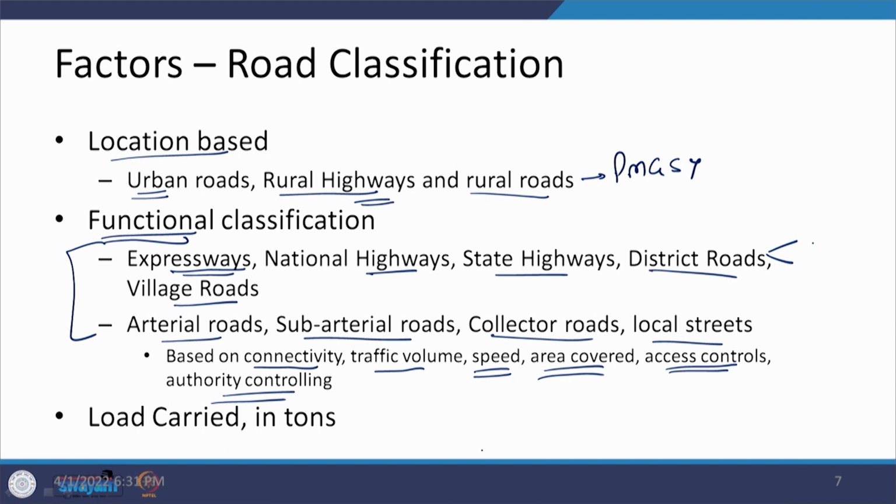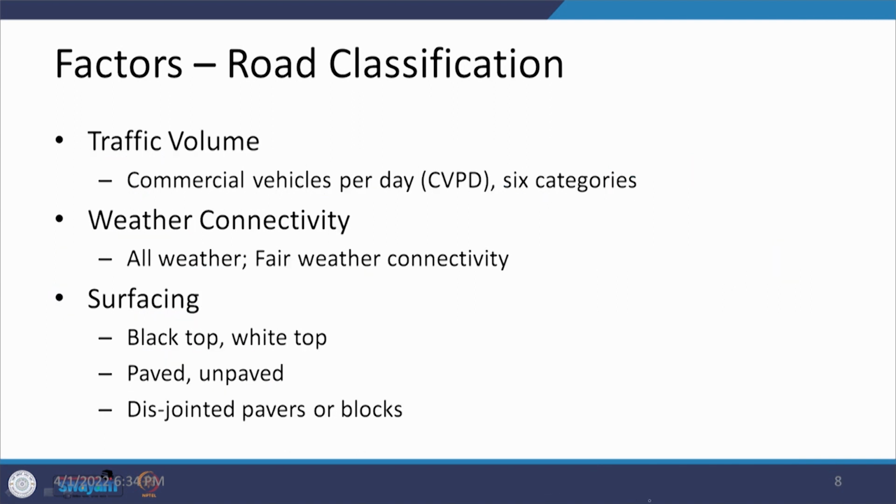On the basis of these factors, we are going to see how the two classifications which have been talked about above are going to be different, or within a classification how roads are going to be different from each other. Another one is the load carried in tons, which can also be considered depending on how much load is being carried in a particular year.